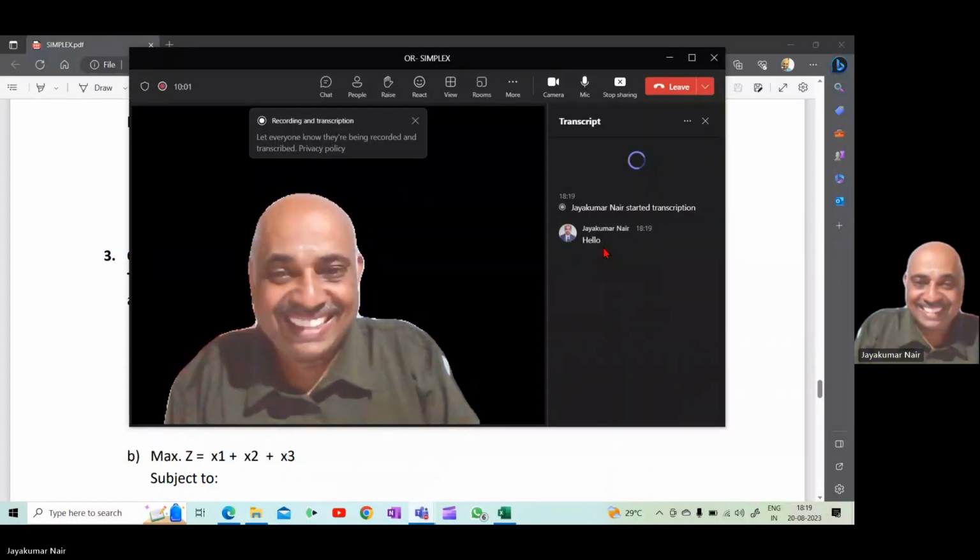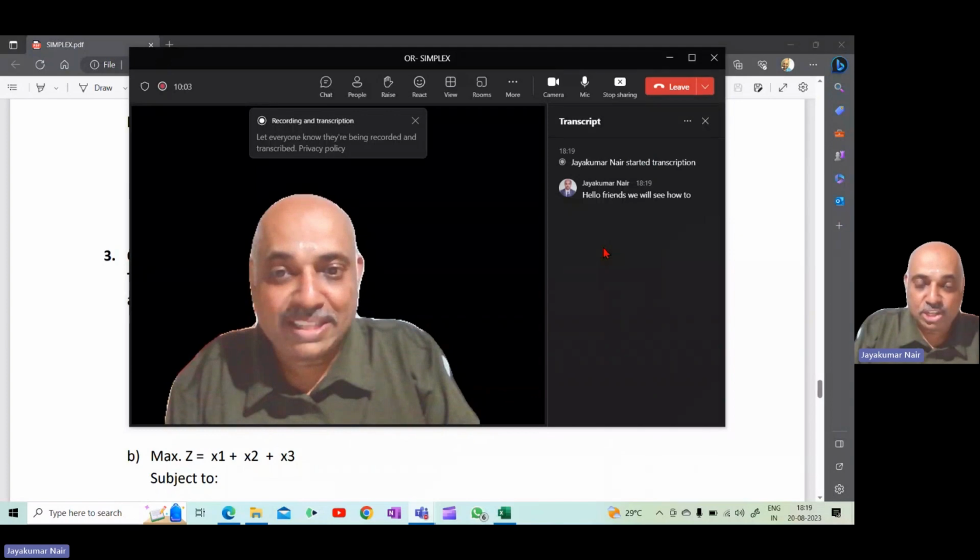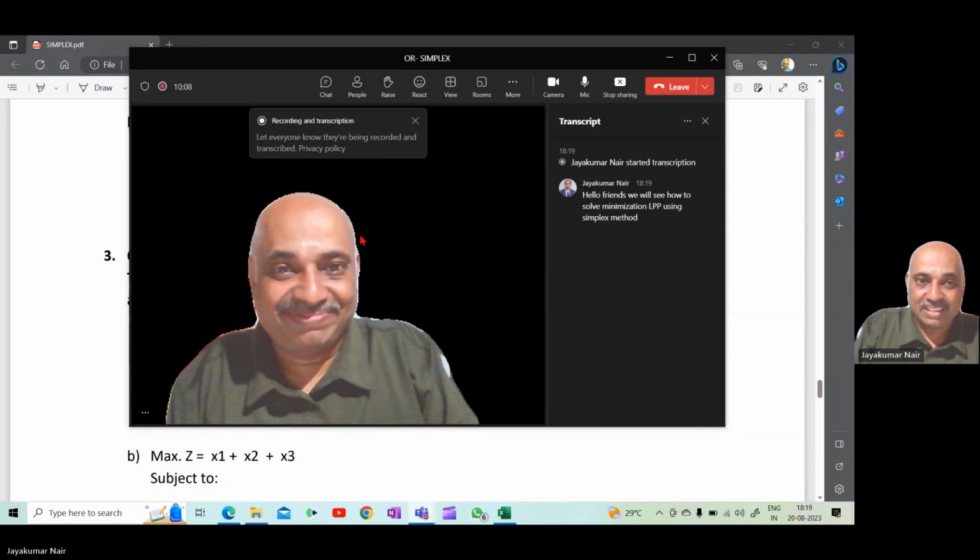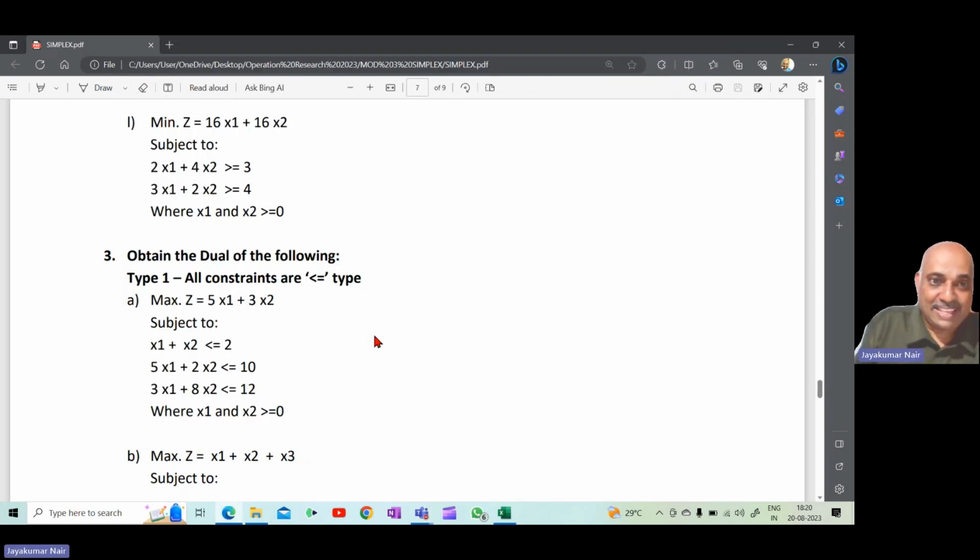Hello friends, we will see how to solve minimization LPP using the simplex method. So we will go straight to the problem. We will take this sum. Min z is equal to 16x1 plus 16x2, subject to 2x1 plus 4x2 greater than or equal to 3, 3x1 plus 2x2 greater than or equal to 4, where x1 and x2 are greater than or equal to 0.